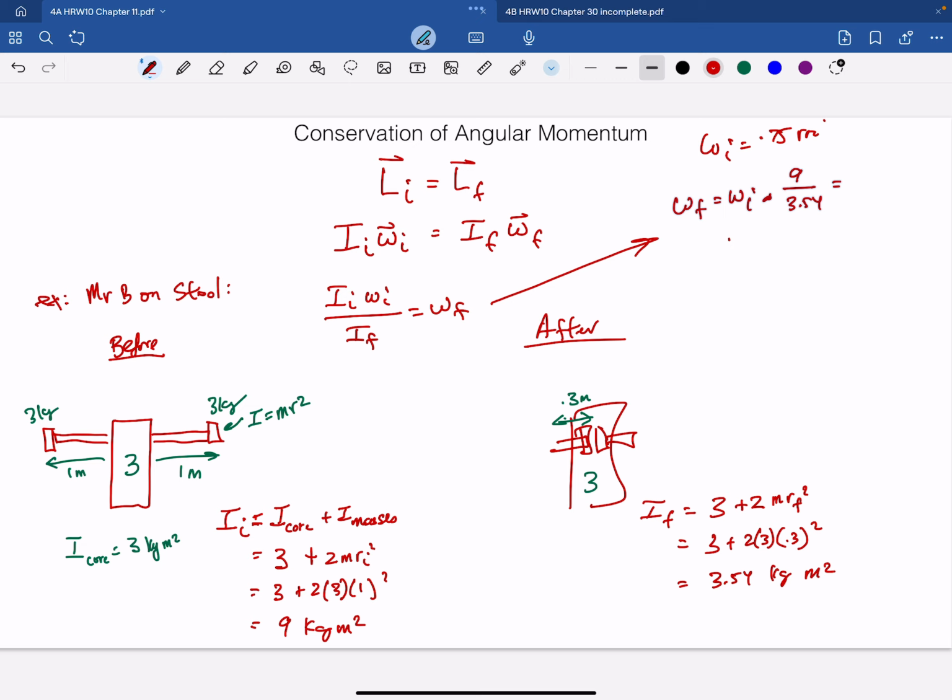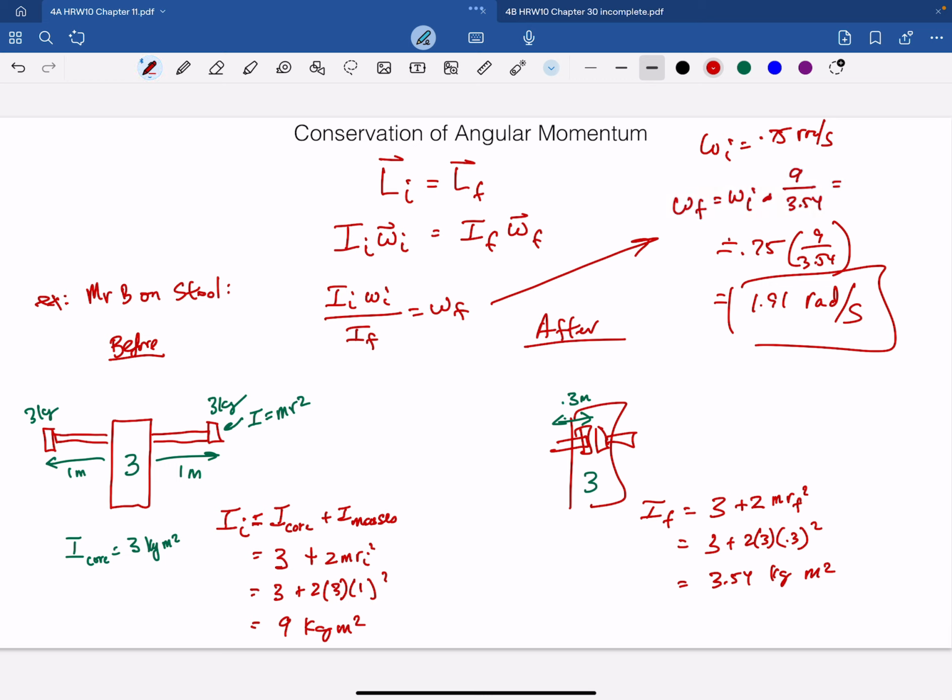So that would be 0.75 times 9 over 3.54. I got 1.91 radians per second. So see there, my final angular speed ended up being higher.